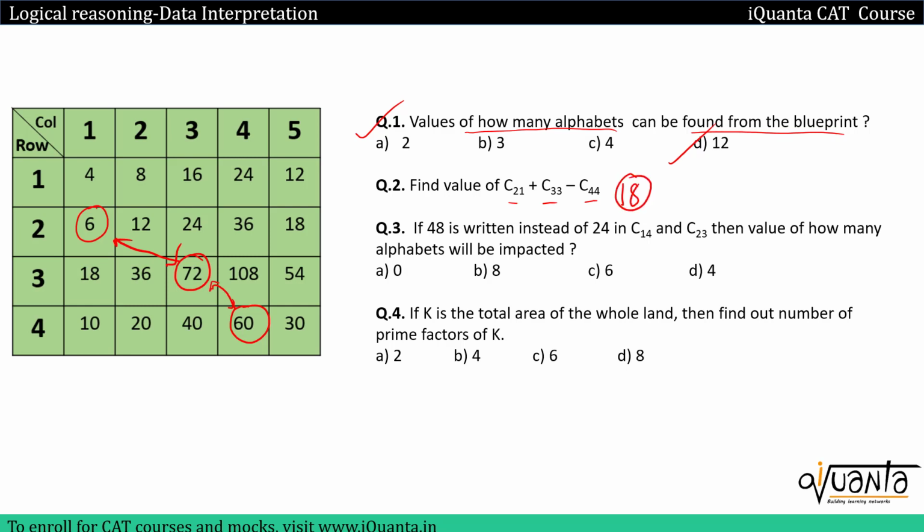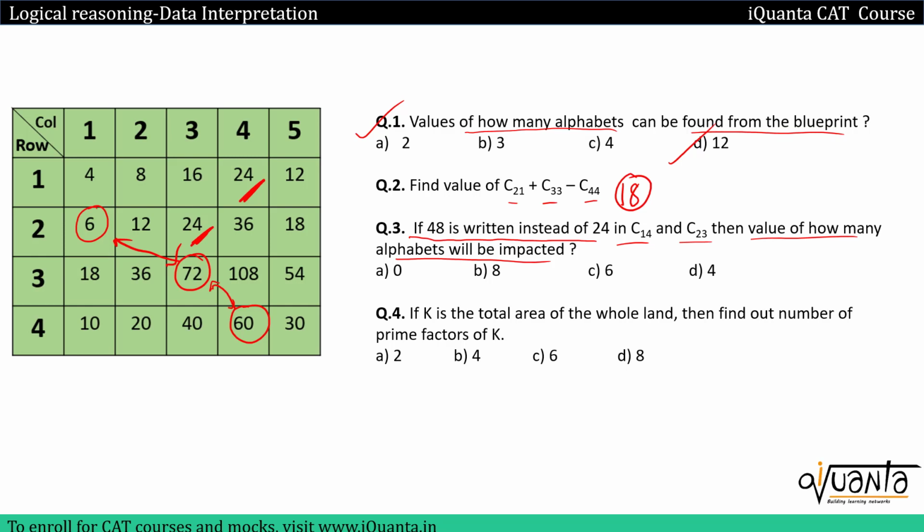18 will be the correct answer to this question. Okay, next one is, if 48 is written instead of 24 in C14 and C23, then the values of how many alphabets will be impacted? So C14, that means this 24 will be removed and 48 will be written in place of it, and C23, so this 24 will be removed and 48 will be written over here. We'll see values of how many alphabets will be impacted.